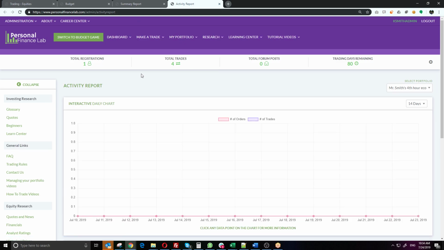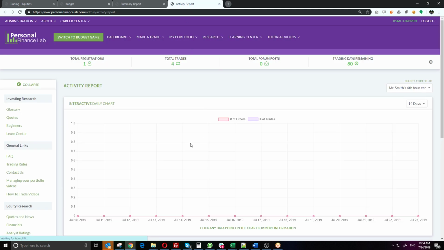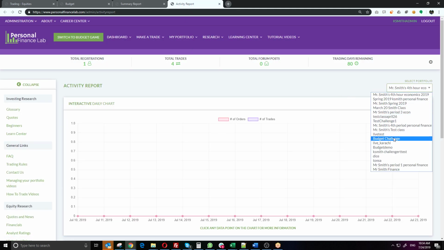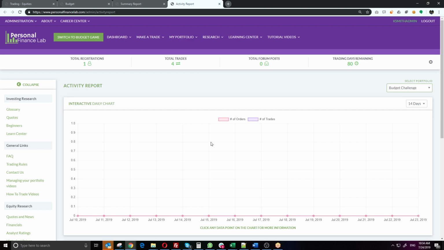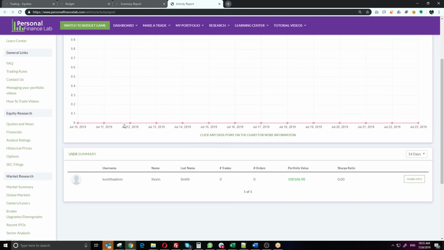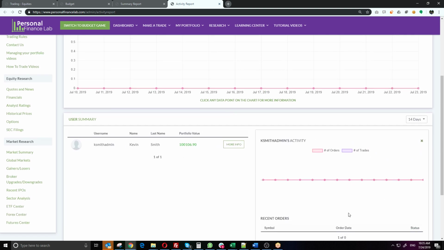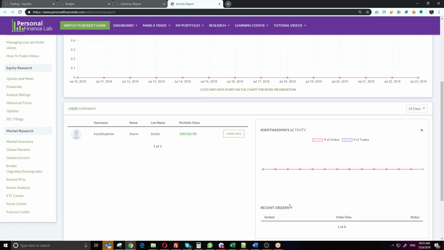The activity report shows how the students interact with the site. So it's going to show when they've been logging in, when they're making trades, when their orders are placing. Towards the bottom, I don't have any trades in this class yet, so there's not really much popping up. But down here you can see each student, how many trades, how many orders. If you click more info, you'll see that specific person, how they've been interacting with the site day by day, and all of the orders they've been placing.